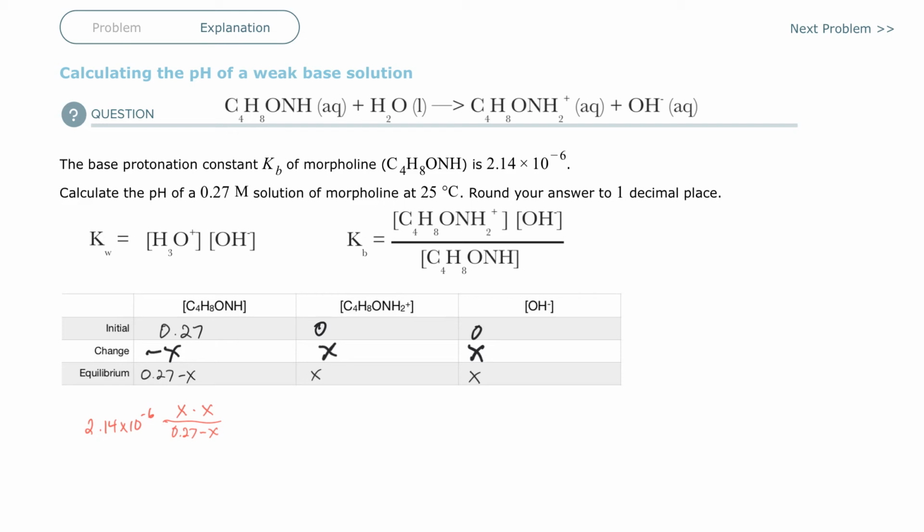So I'm going to ask myself a question. This is a weak base. A weak base means that most of the stuff that you put in the water is going to stay in the entire molecule. It's not going to break apart. And so what is it going to be? This X is going to be very, very little. My guess is that it's going to be, I don't know, less than a hundredth, maybe, less than a penny worth out of $1. So that means that it would round off anyway.